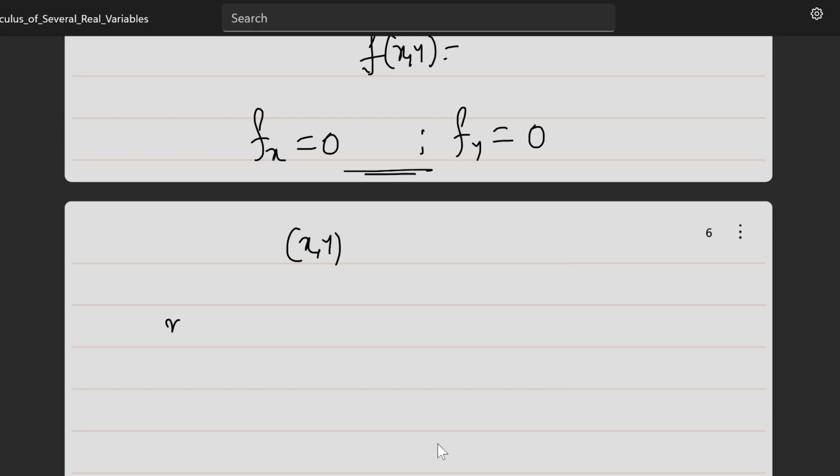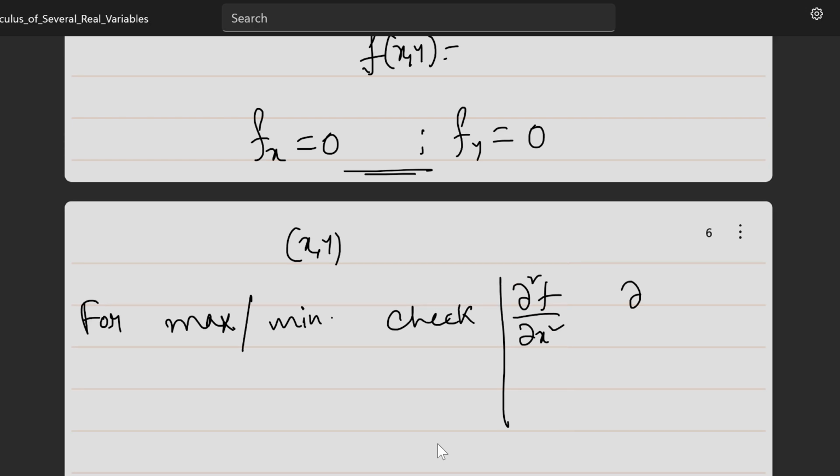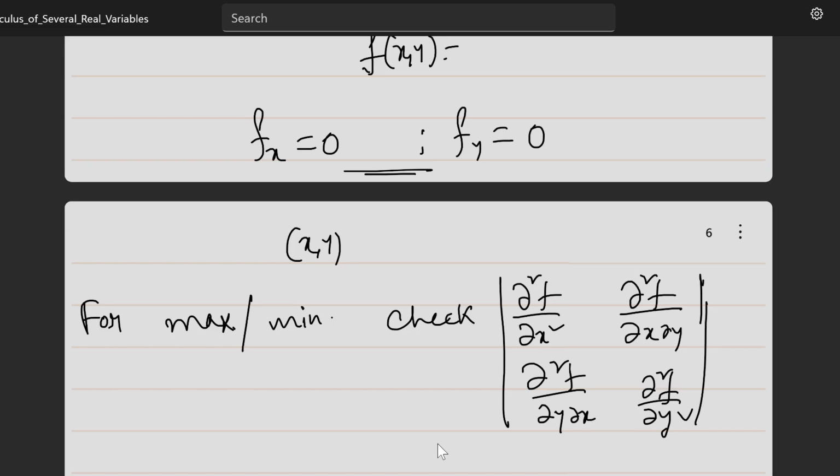So now for maxima or minima, what do you have to find? Check the determinant: del 2f del x2, del 2f del x del y, del 2f del y del x, and del 2f del y2. Now this determinant is either positive, negative, or something else. If it is negative, then it has a maximum. If it is positive, a minimum. And if it is equal to 0, then what happens?